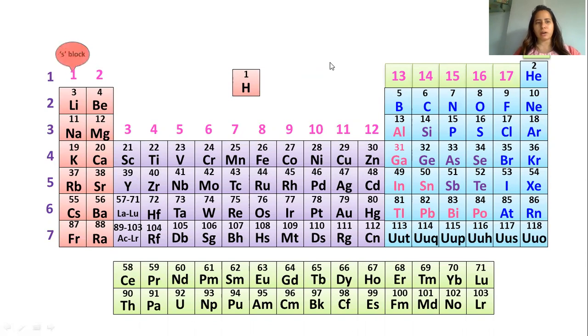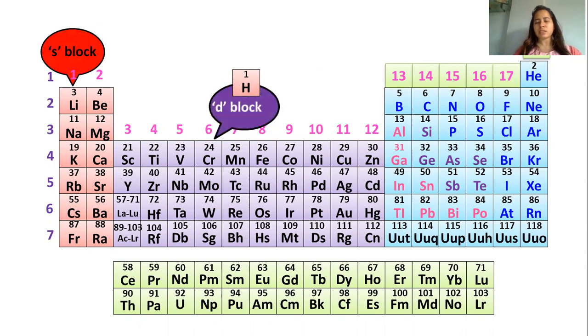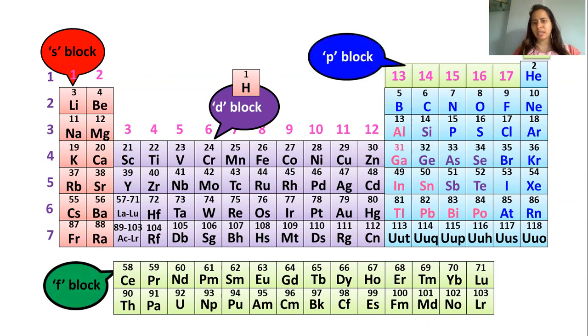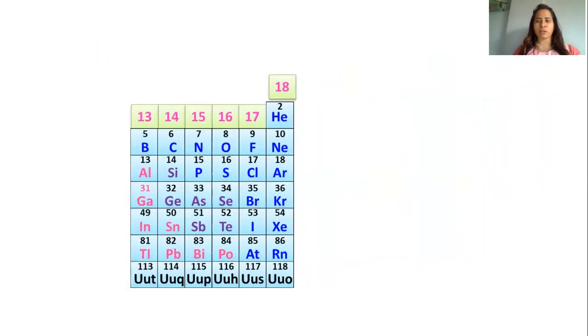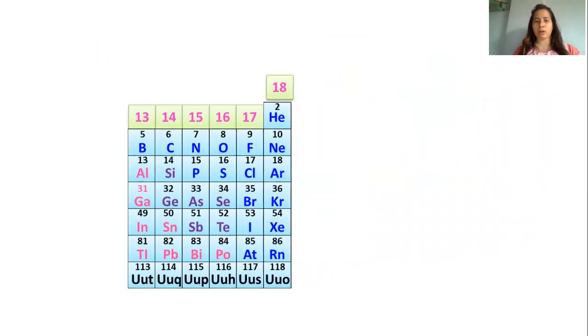So you can see over here, groups 1 and 2 consist of S block elements, which we have already studied. The next, groups 3 to 12, consist of D block elements, and the elements placed at the bottom of the periodic table are called F block elements. And elements from group 13 to 18 are referred to as P block elements. So in general, we are going to talk about P block elements.